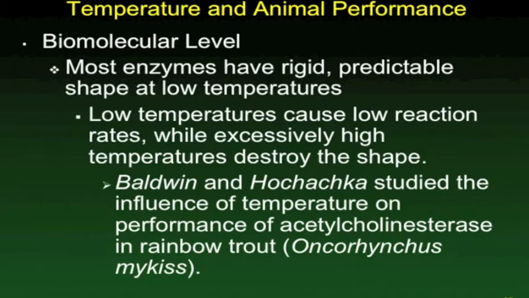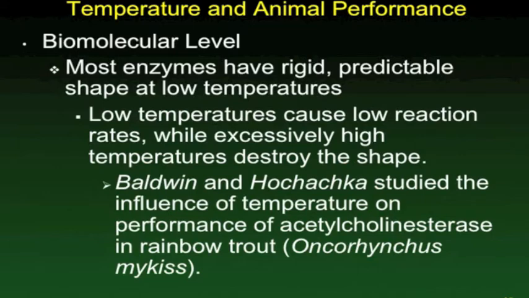to catalyze the reaction. The study that Baldwin and Hochachka did on rainbow trout was really interesting in that they were evaluating the ability of acetylcholinesterase to break down acetylcholine, which is a neurotransmitter, which is essential to carrying messages from one neuron to another. And this enzyme stopped working at different temperatures depending on what the fish had been acclimated to. And so this is a perfect example of an enzymatic reaction that has become adapted to a particular temperature range.